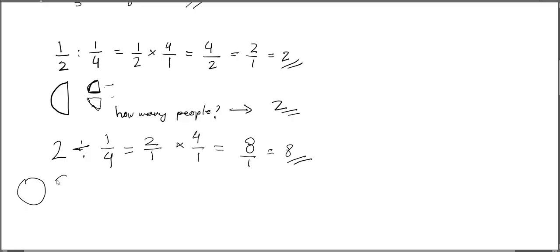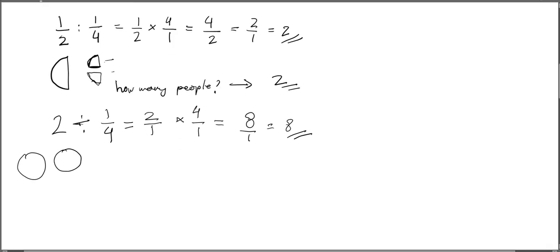2 cakes, and you cut the cakes into 4 pieces like this. Okay, so how many people will get those pieces of cake? There will be 8 people. 1, 2, 3, 4, 5, 6, 7, 8.